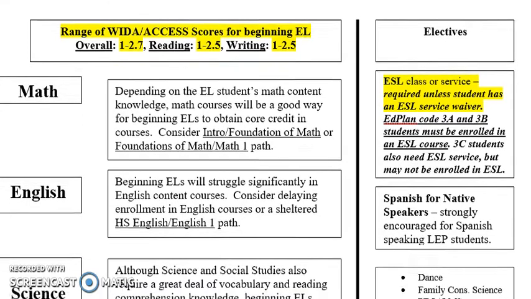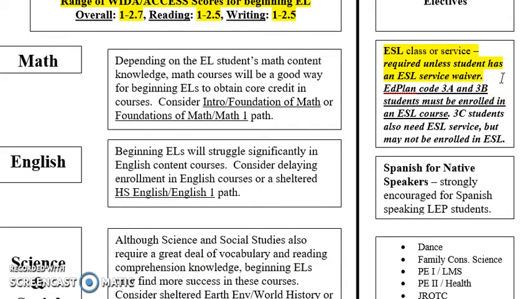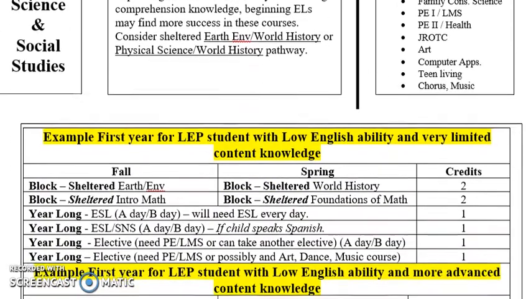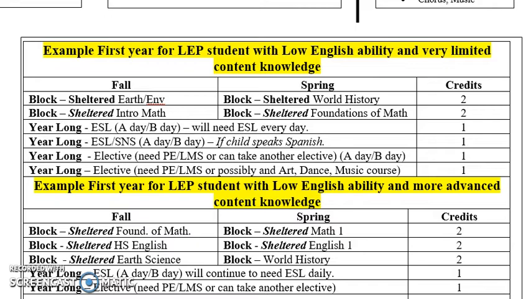And again, if an L student does not have a service waiver, they need to be enrolled into an ESL class. So your L coordinators and your ESL teachers are very familiar with EdPlan and the different codes for those students in EdPlan, and here's some additional information for both you and them on how those codes could help you when you're scheduling. And as we talked about before, consider a Spanish for native speakers class if that L student is a Spanish speaker. And then down at the bottom, you have a variety of different electives that those students can choose from. So at the very bottom, you will see a couple example schedules.